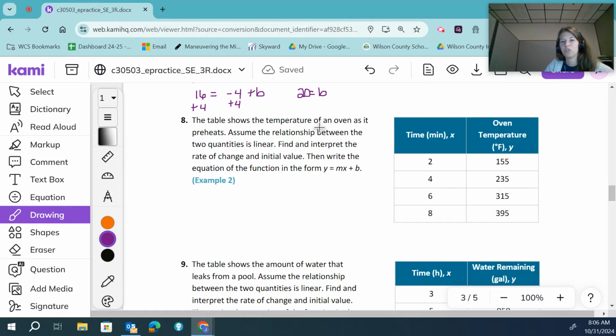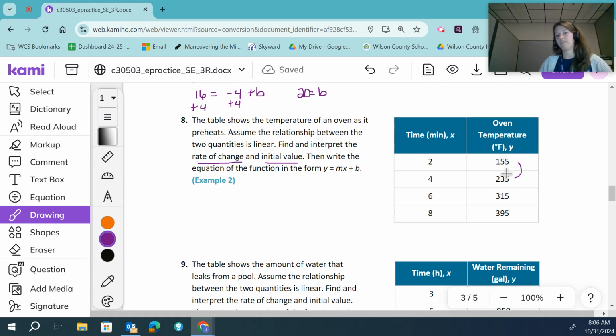The table shows the temperature of an oven as it preheats. Assume the relationship between the two quantities is linear. Find and interpret the rate of change and initial value. Again, rate of change is slope, initial value, y-intercept. Let's take a look at our slope first.